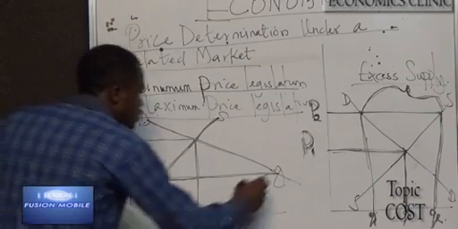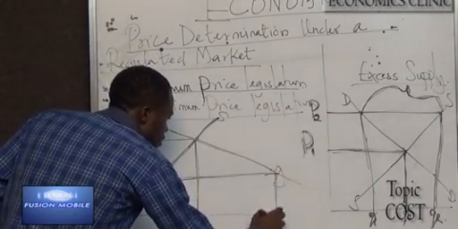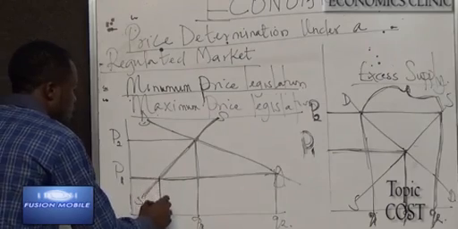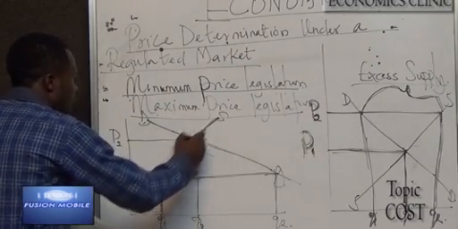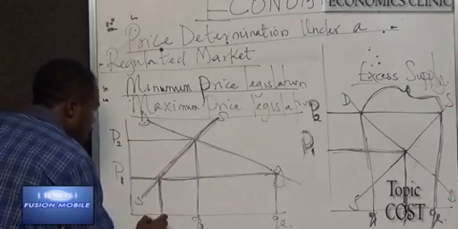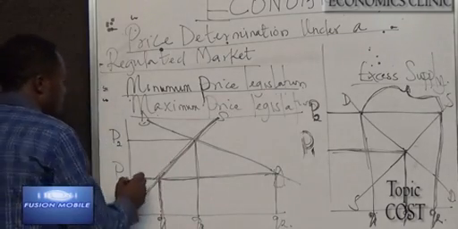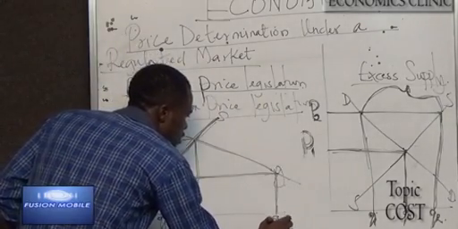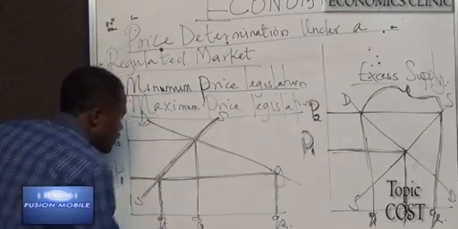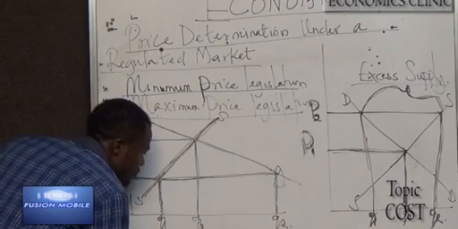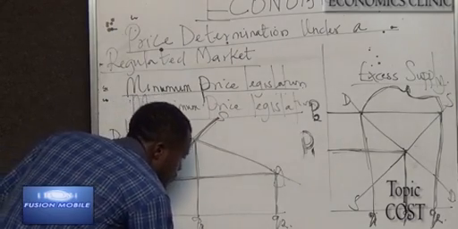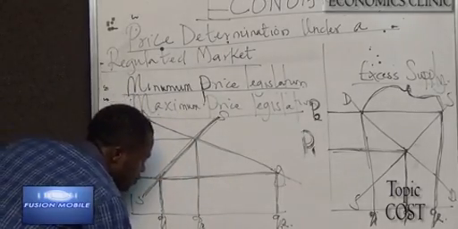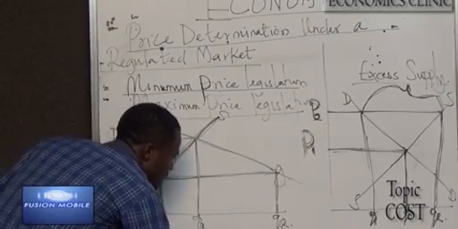Q1 and P1, showing that quantity supplied is Q1 and quantity demanded is Q2, telling us that there is excess demand.